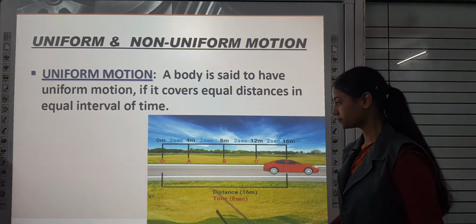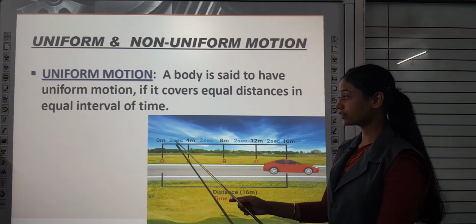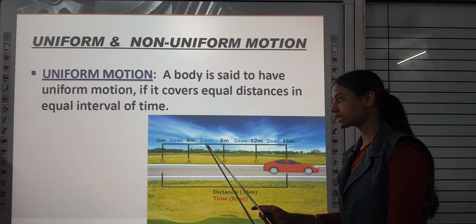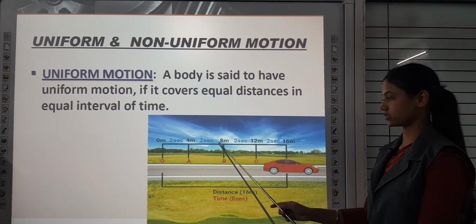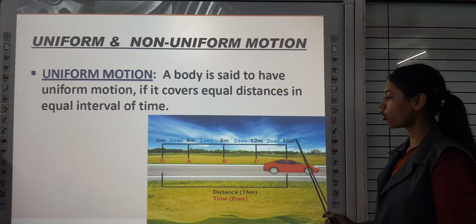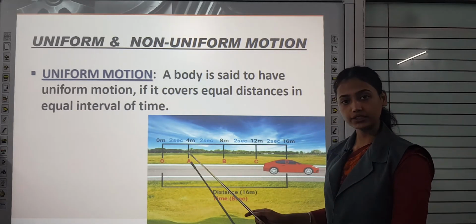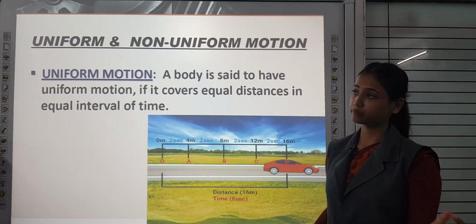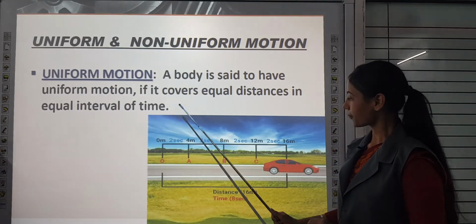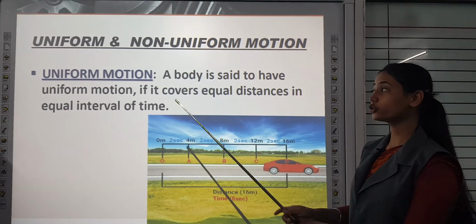Look at this image. This is a car. It started from here, point O. In 2 seconds, it covered 4 meter. In again 2 seconds, it covered the next 4 meter. Then again in the next 2 seconds, it covered the next 4 meter and so on. So this car is covering 4 meter in every 2 seconds, means it is covering equal distances in equal intervals of time. So this car has what type of motion? This car is showing uniform motion.